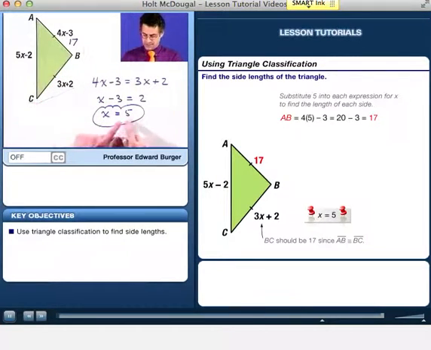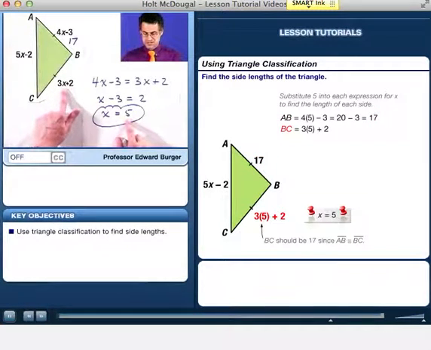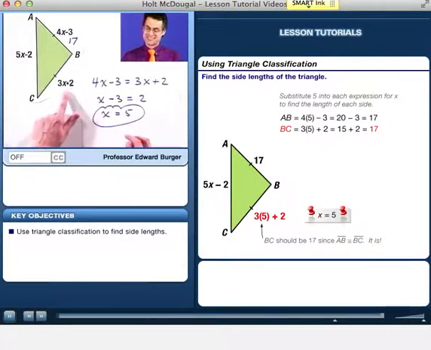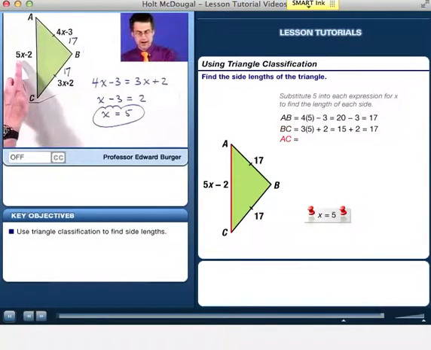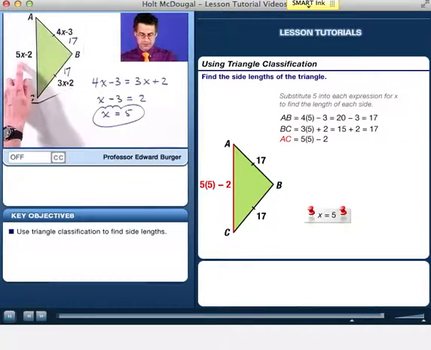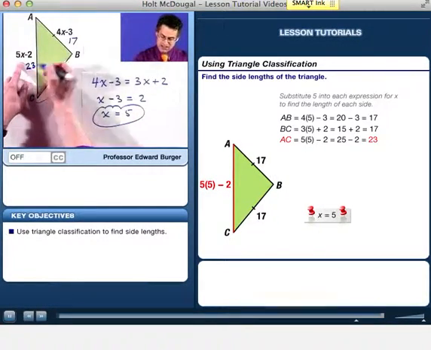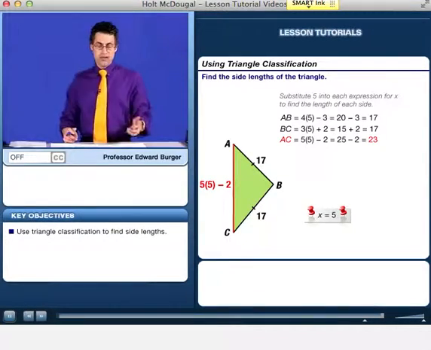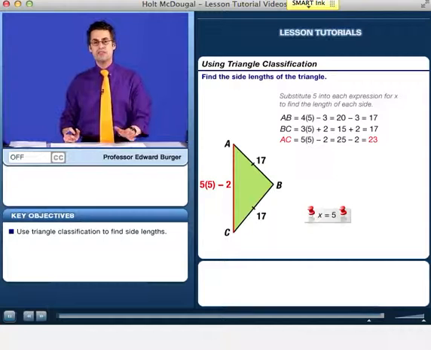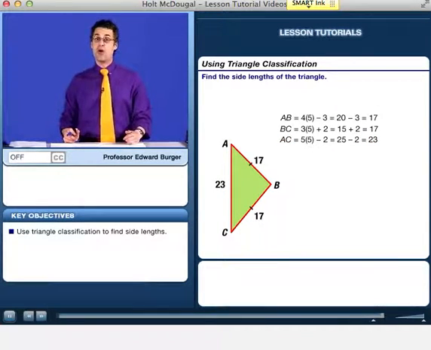Let's see. If I plug in 5 into this, I see 5 times 3, which is 15, plus 2 is 17. Nice! Looking good. And finally, what's this length? We plug in 5. We have 5 times 5 is 25, minus 2 is 23. And just using that extra little piece of information, besides these relationships, we can actually find the lengths of every single side of this fancy, really cool green triangle. Excellent.